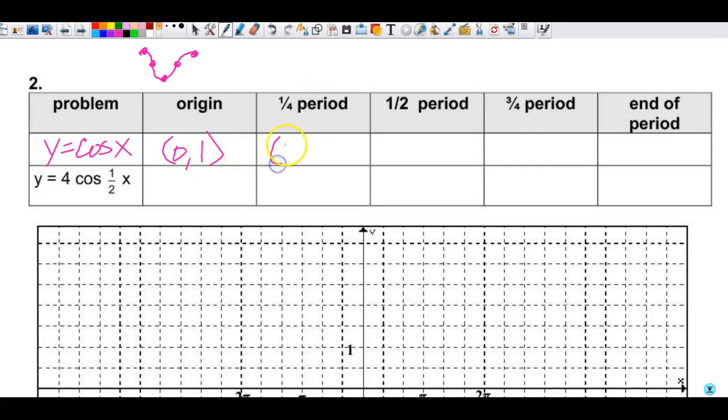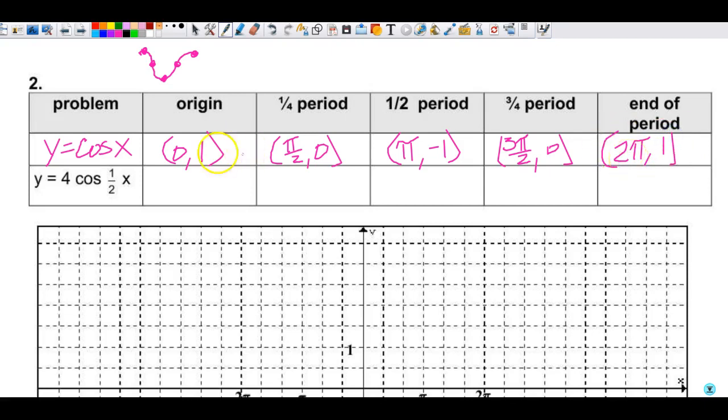Then we go to pi halves. And at pi halves, I am at 0. At pi, I am at negative 1. At 3 pi halves, I am at 0 again. And then at 2 pi, I am at 1.